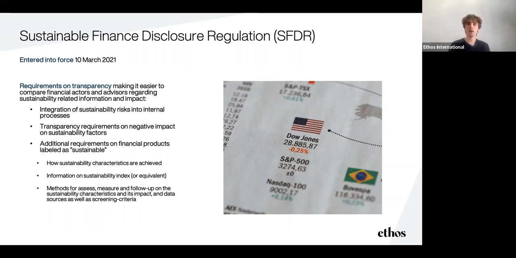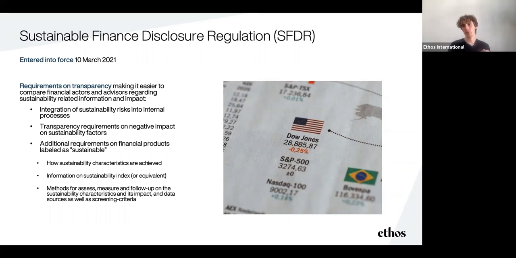When it comes to Article 8 and 9 products, which are sustainability funds or ESG funds, these have some extra requirements above and beyond the regular funds, which sometimes are called Article 6 funds. There you also have to report how these sustainability characteristics or impact is achieved through quantitative indicators. You have to provide information on the sustainability index that you're using. If you are not using a sustainability index, this is not required.